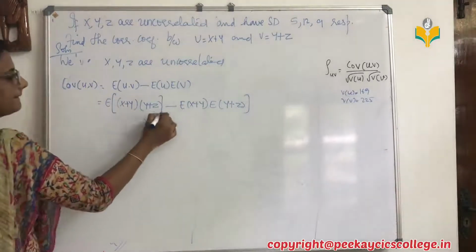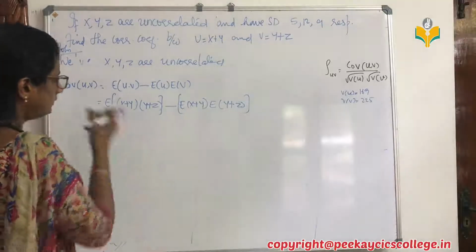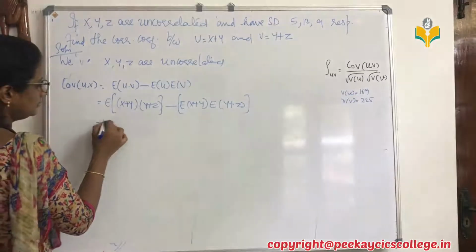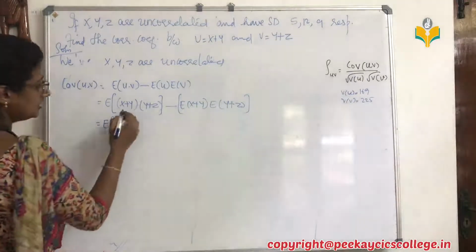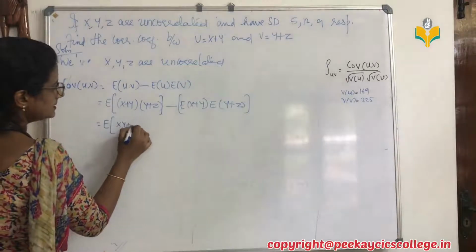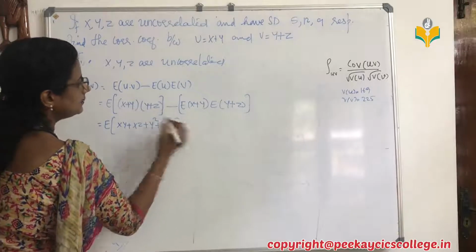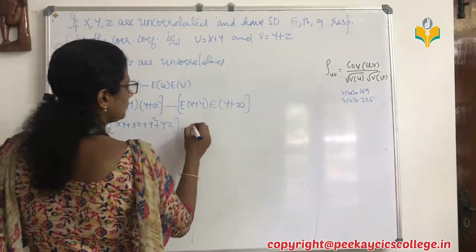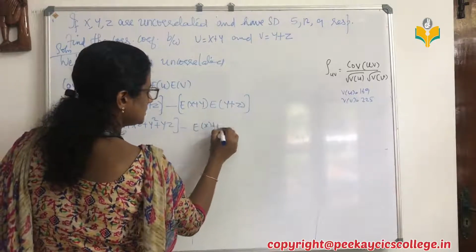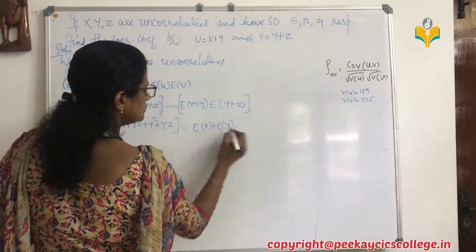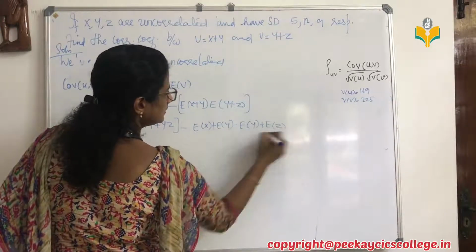Okay. Now we can multiply using the usual procedure. xy plus xz plus y square plus yz, minus expectation of x plus y, which equals expectation of x plus expectation of y, into expectation of y plus expectation of z. Okay.